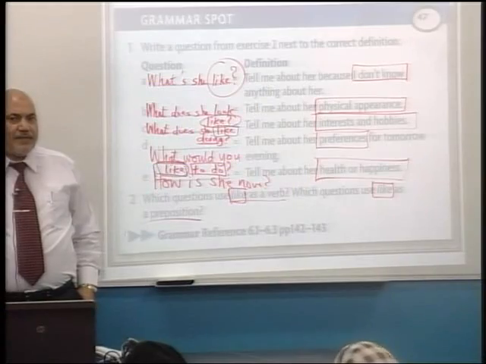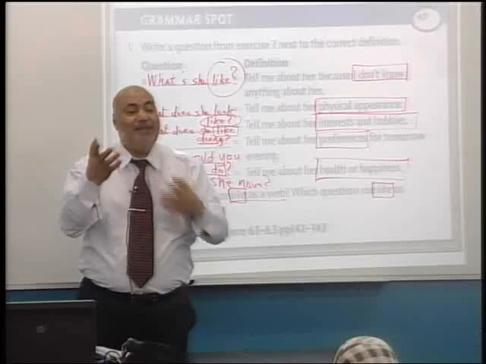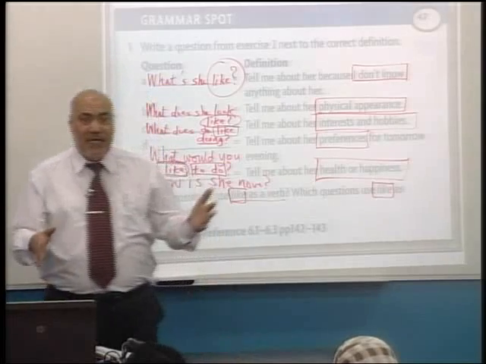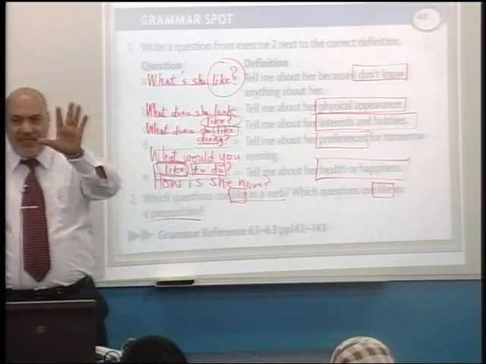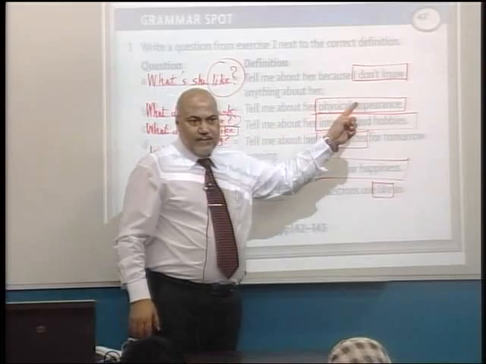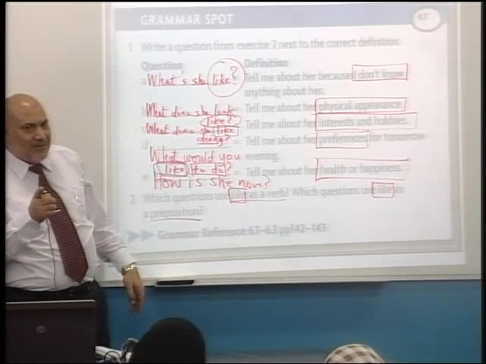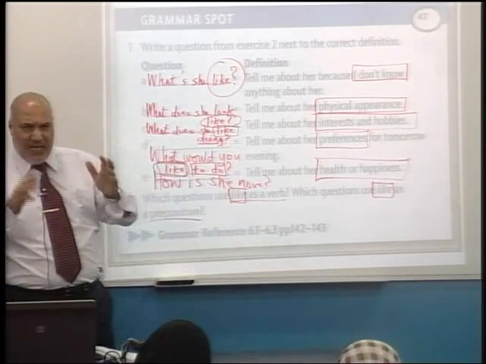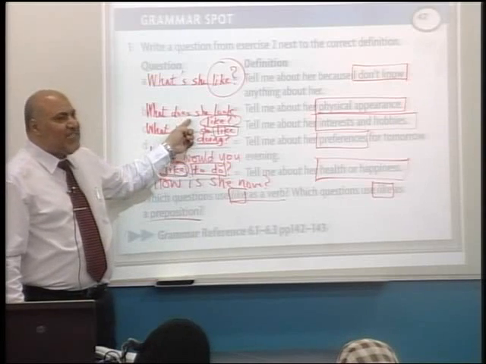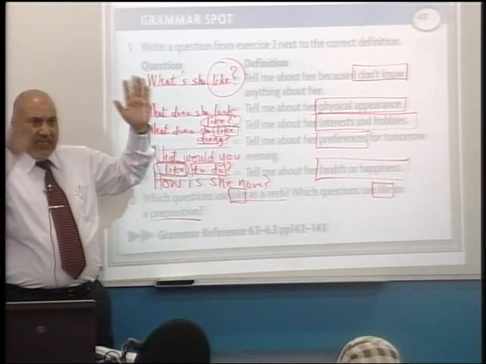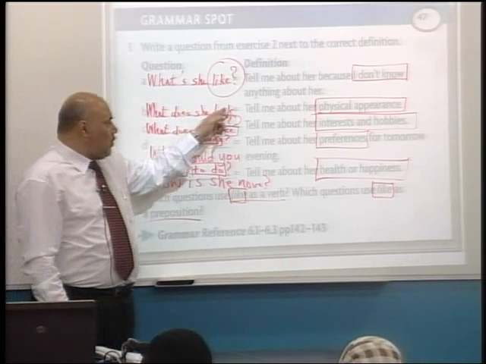What does she look like? Tell me about her physical appearance. When you want to know her shape by eyes, tell me about her body, her eyes, her hair, her clothes. So this is appearance, physical appearance, the body. What does she look like? In the answer, don't use like. We use she is, or she has: she is tall, she has long hair, short hair, brown eyes. So we don't use look like.